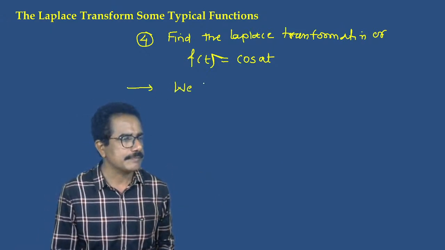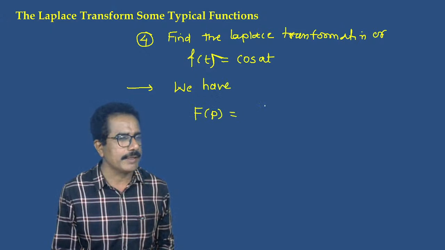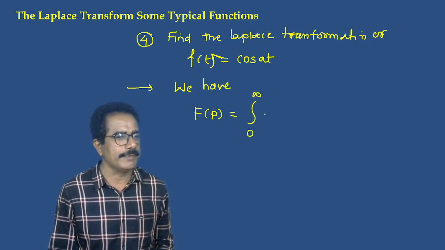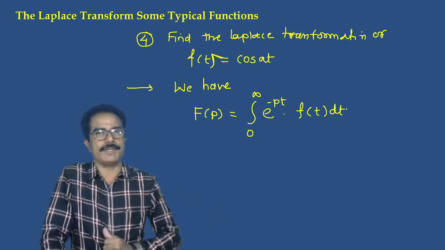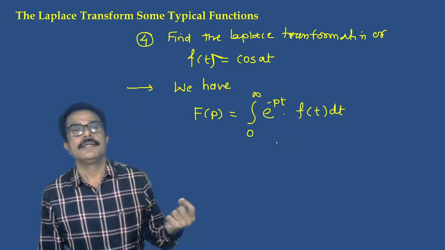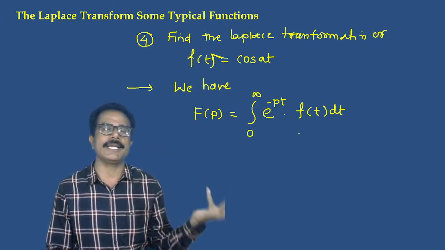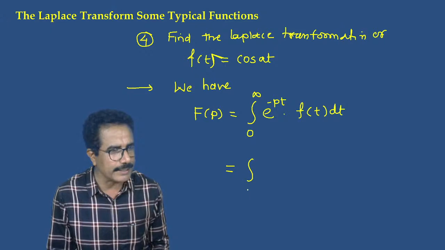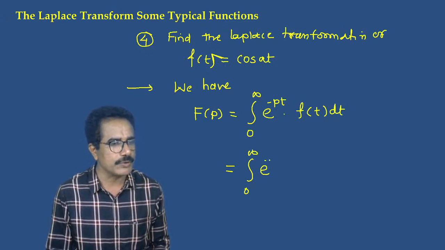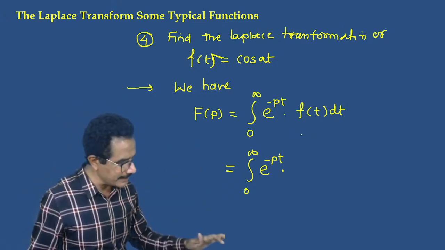We have f of p is equal to the integral from 0 to infinity e raised to minus pt into f of t dt. This is the Laplace transformation. We can find the solution of this integral. By using the solution of the integral, we can find the Laplace transformation of f of t is equal to cos at. So replace this f of t in the integral from 0 to infinity e raised to minus pt. What is the value of f of t here? Student, tell me, what is f of t here?